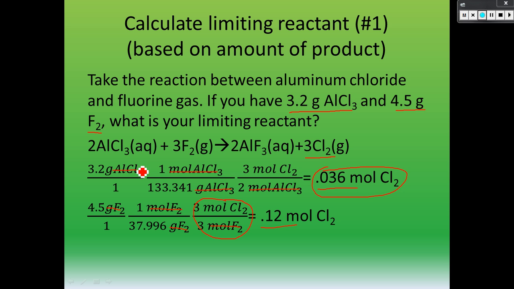So aluminum chloride is your limiting reactant, because after you've formed 0.036 moles of chlorine gas, you're going to run out of aluminum chloride. You will still have grams of fluorine gas left over.